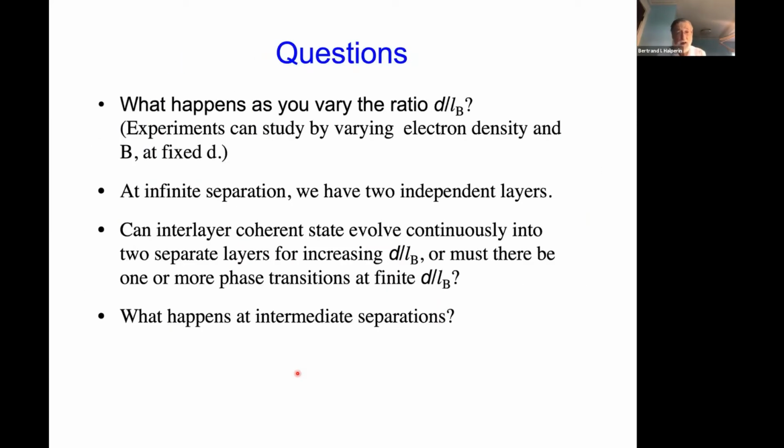Okay, now questions. One of the questions that you can ask is, what happens as you vary the ratio D over LB, which, as we say, in experiments is done by varying the magnetic field and the electron density, typically at fixed D. We want to understand what happens. We know that at infinite separation, we have two independent layers, and we would like to know, can an interlayer coherent state, at least in principle, evolve continuously into the two separate layers for increasing D over LB, or must there be one or more phase transitions at some finite value of D over LB? And what happens at intermediate separations?